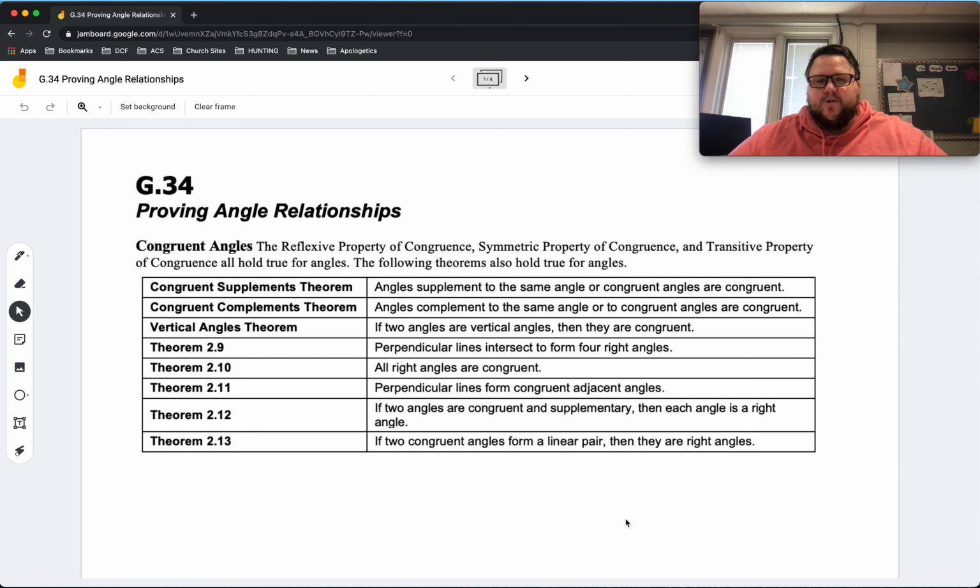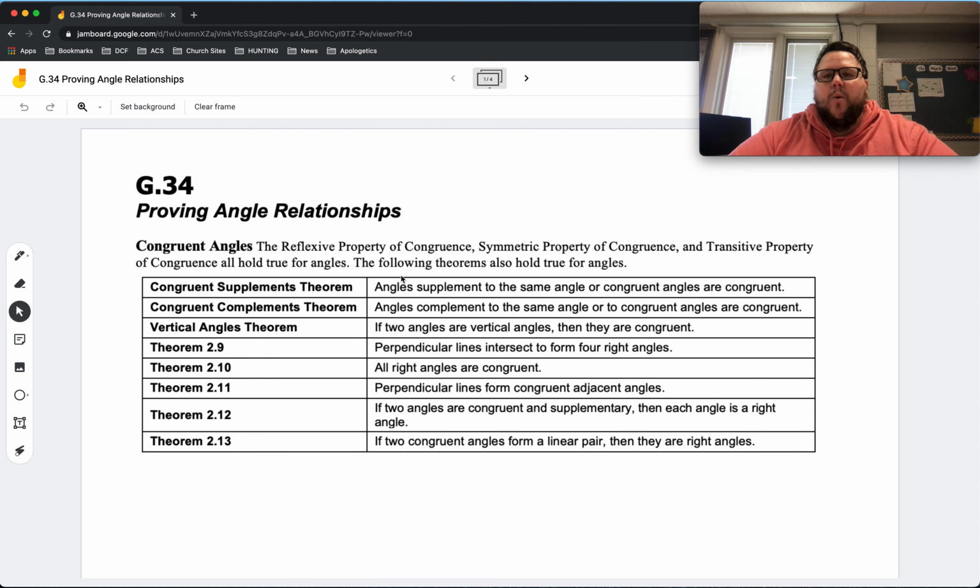Welcome back, geometry students. Today we're going to be continuing on with our proving angle relationships. Couple things we need to know: congruent angles, the reflexive property of congruence, symmetric property of congruence, and transitive property of congruence all hold true for angles.